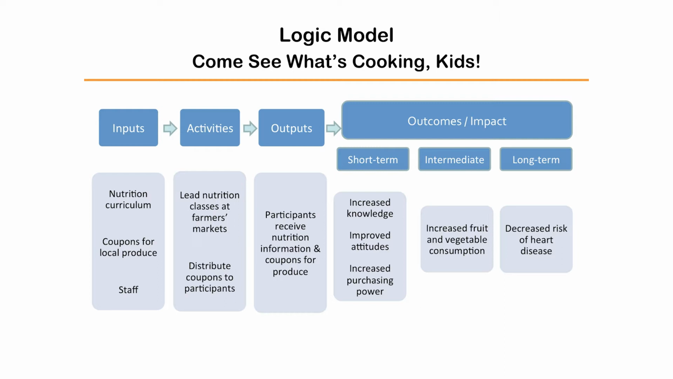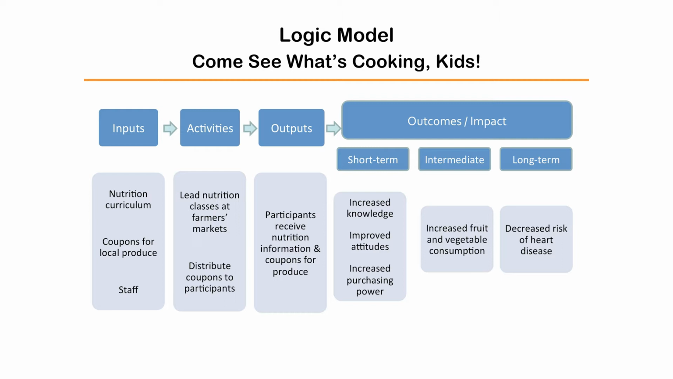So starting at the left, the first column is for inputs, and these are the resources that go into a program. And in this case, the inputs are nutrition curriculum, coupons for local produce, and staff. The next column is the activities that are carried out by the program. In this case, these are leading nutrition classes at farmers markets and distributing coupons to participants so that they can buy produce. The outputs come next, and these are the direct products of those activities.